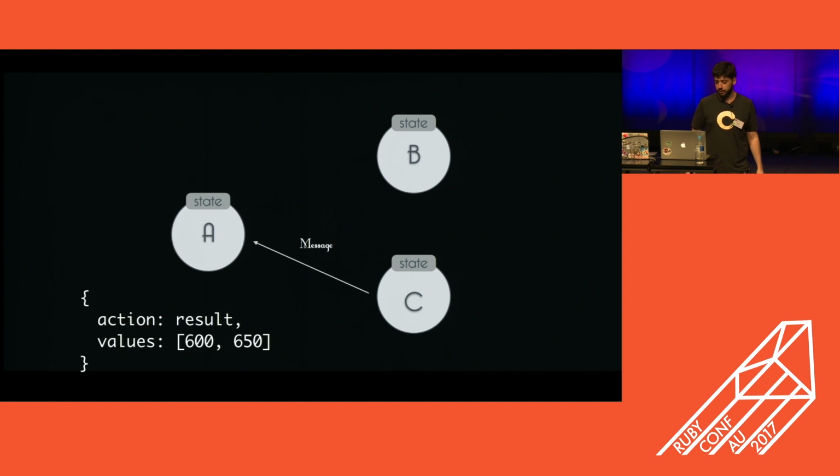And when the actors are finished, they send the result back. So C says, oh, I finished. Here, I have the result. For one day, it's 600. For the other days, it's that price. And B does the same. And then A, at that point in time, has the information to return the cheapest flight.